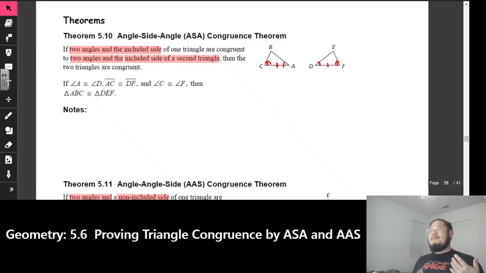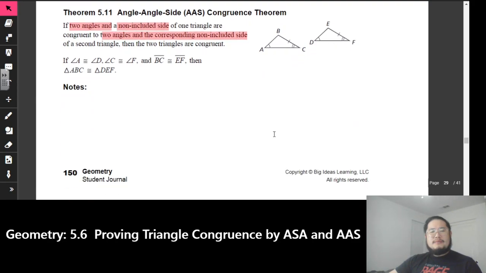Included side, what does that mean? It's in between the two angles that we're going to use for the theorem. Just like how we have side, angle, side. And in side, angle, side, we have the side, the included angle, and then the side. So those are the parts that we're going to need to prove congruent in order to use angle, side, angle.